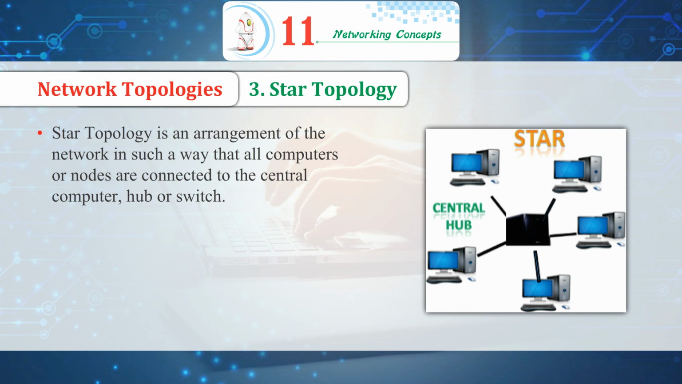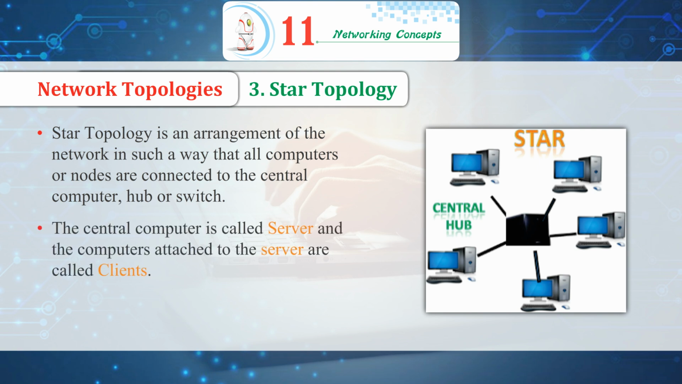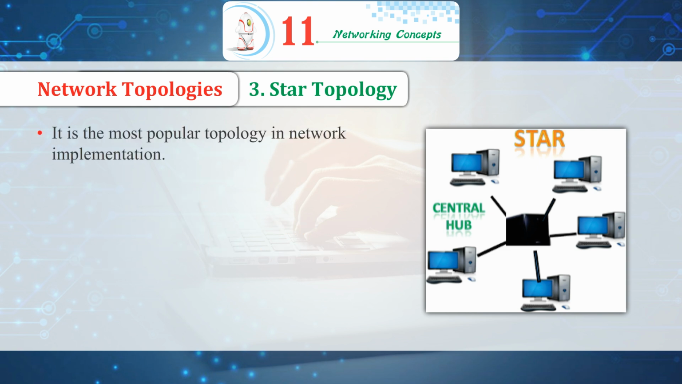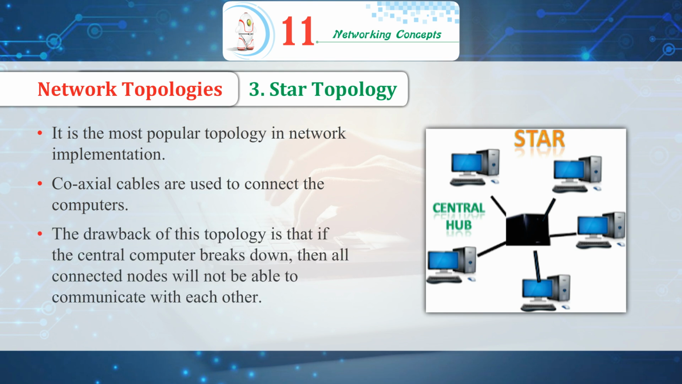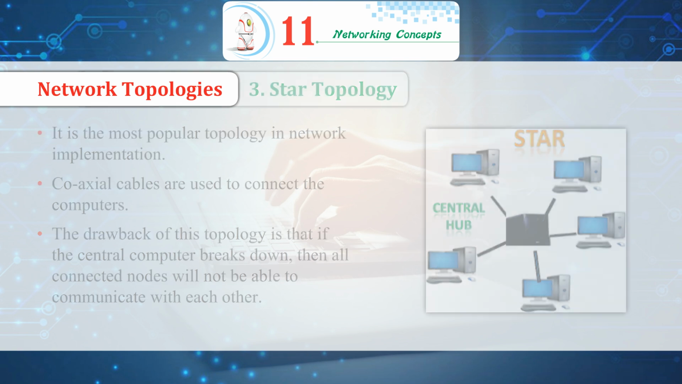3. Star topology. Star topology is an arrangement of the network in such a way that all computers or nodes are connected to the central computer, hub or switch. The central computer is called the server and the computers attached to the server are called clients. It is the most popular topology in network implementation. Coaxial cables are used to connect the computers. The drawback of this topology is that if the central computer breaks down, then all connected nodes will not be able to communicate with each other.